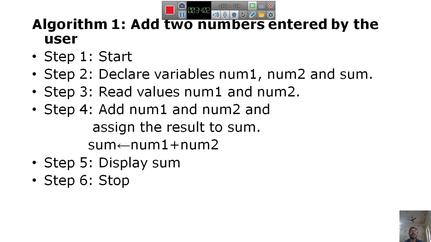That is: start, declare variables num1, num2 and sum, read values num1 and num2, add num1 and num2 and assign the result to sum. Sum is equals to num1 plus num2, and display the sum.